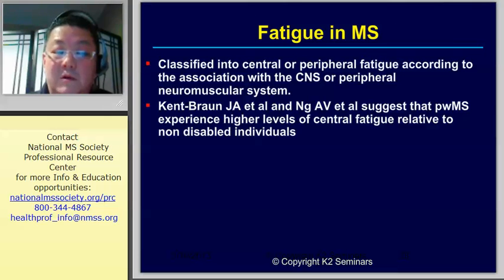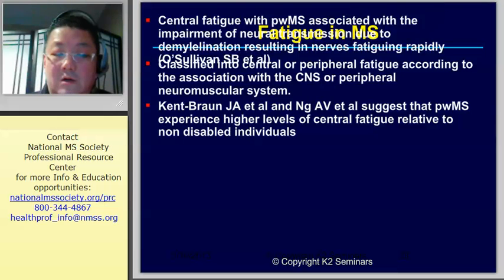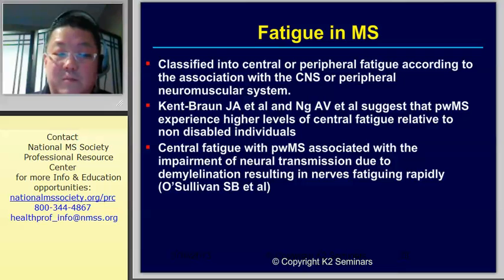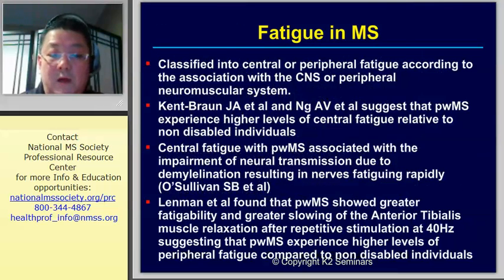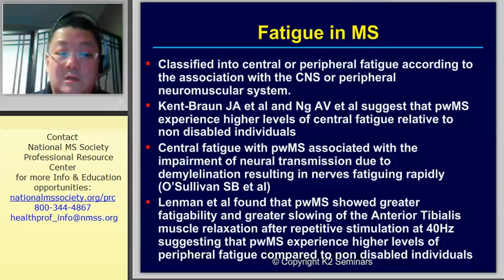So we're dealing with fatigue in MS, and it's classified into a central as well as peripheral association with the CNS or peripheral neuromuscular system. In this particular article by Kent Brown, it suggests that persons with MS experience high levels of central fatigue relative to non-disabled individuals. Central fatigue in patients with MS is associated with the impairment of neurotransmission due to demyelination, and therefore resulting in nerves fatiguing rapidly.